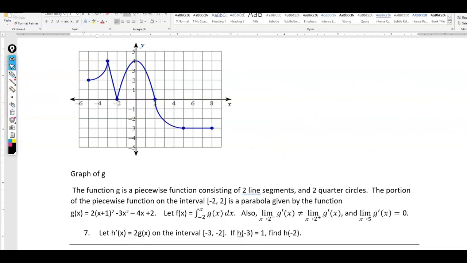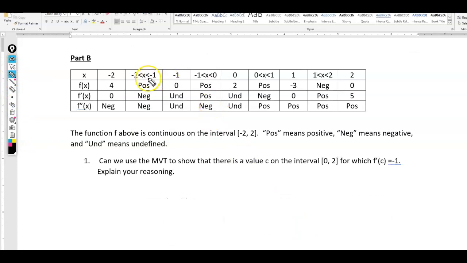Let's move on to part B. For part B, we've got a table that gives us the values of f, f prime, and f double prime. It tells us what their values are at specific points, but also at intervals between those points. They also tell us that the function f is continuous on this interval. Okay, so let's go ahead and take a look at number 1.